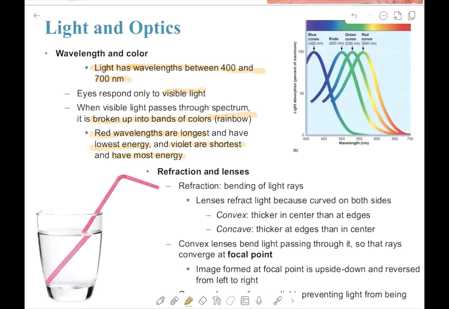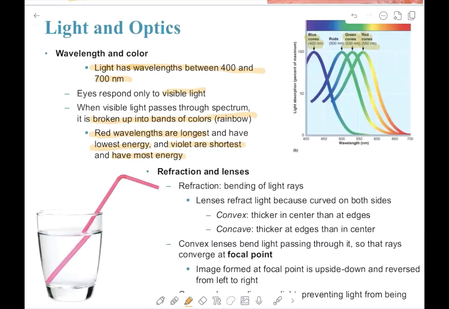You may remember the mnemonic Roy G. Biv, which was red, orange, yellow, green, blue, indigo, violet. And when we talk about specific wavelengths, there are only three very specific visual pigments that the cones respond to. Those are the blue cones, which is 420 nanometers, green cones, which are 530 nanometers, and then the longest wavelengths, which are the red cones at 560 nanometers. And then other colors that we perceive are combinations of different wavelengths.